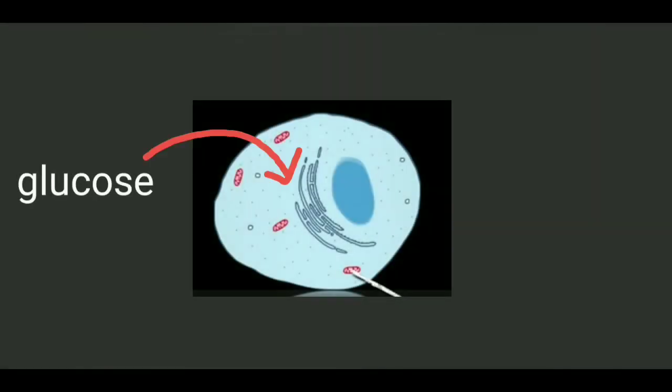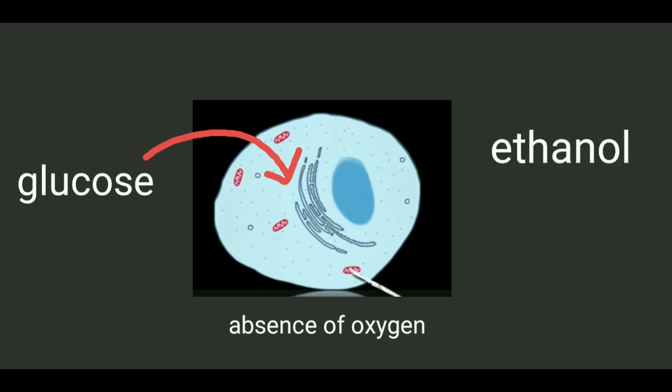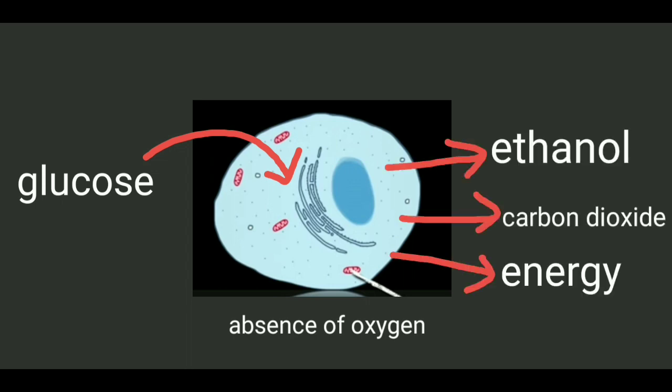So here the glucose is broken down in the absence of oxygen. Oxygen is not there, no problem. The cell will break down the glucose in the absence of oxygen, and it will produce something. Obviously, when oxygen is not there, the product will be different from aerobic respiration. So in yeast and bacteria, the glucose will be broken down in absence of oxygen, and they will produce ethanol, ethyl alcohol, carbon dioxide and energy.